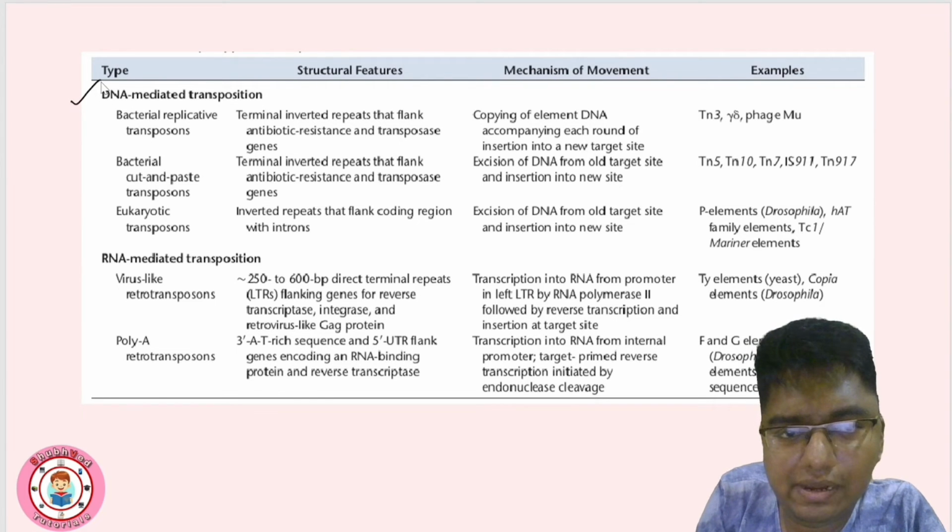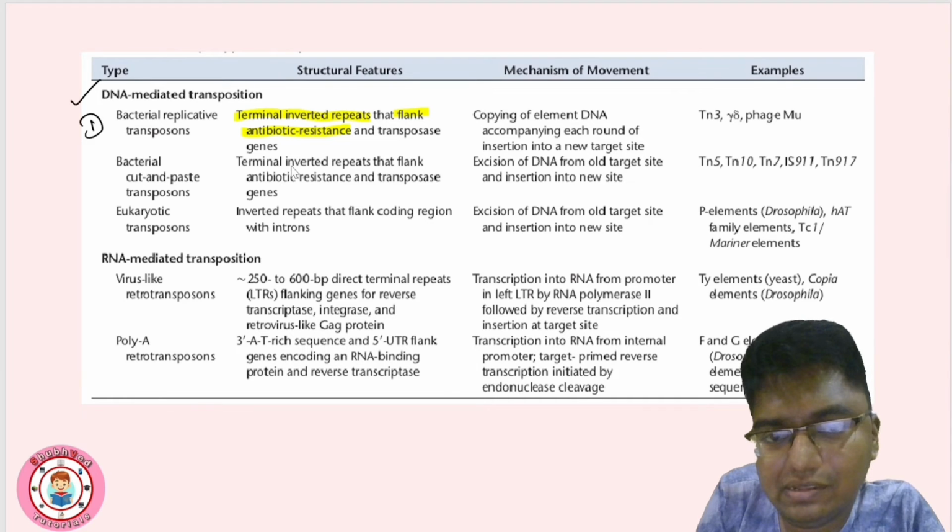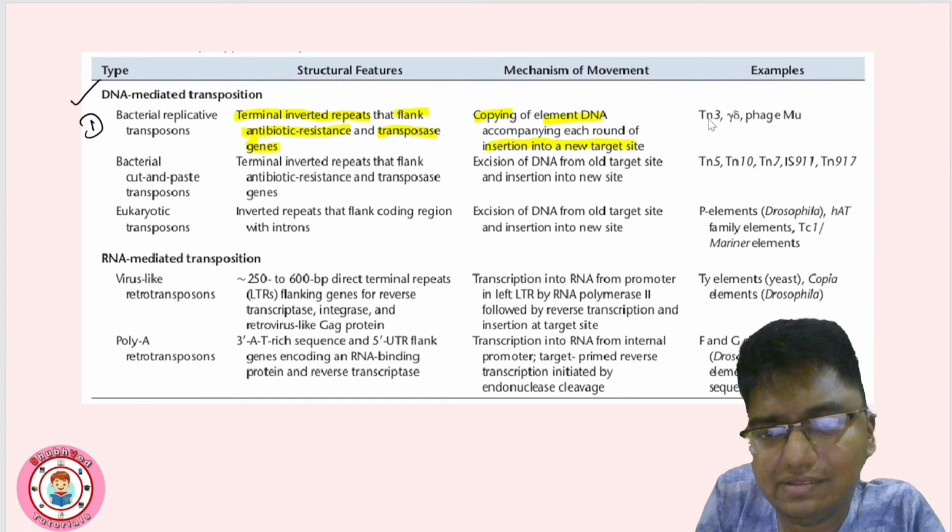First is DNA mediated transposition. First, the bacterial replicative transposon. What are the structural features? Terminal inverted repeats that flank antibiotic resistance genes, meaning they give resistance to the antibiotic, and a transposase gene is there in their structure. Structure means the gene elements, what the DNA contains. Now, what is the mechanism? A copy of the element DNA accompanies each round of insertion into a new target site. They are doing copying. Examples are Tn3, gamma delta, and phage Mu.